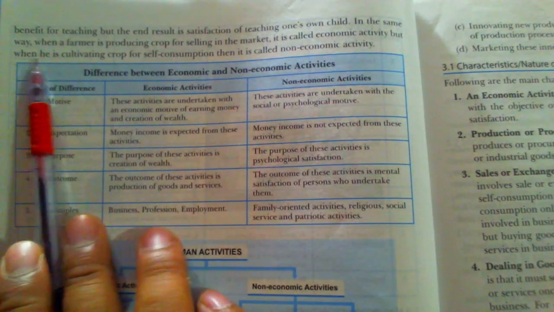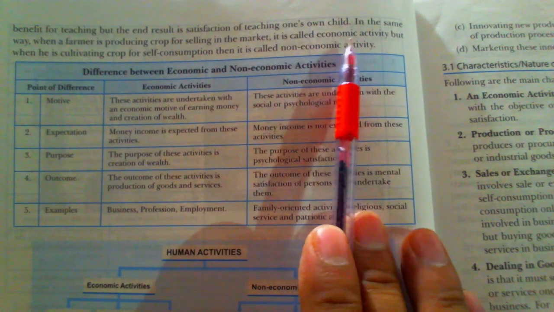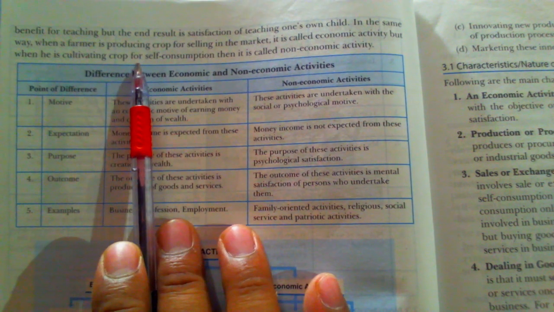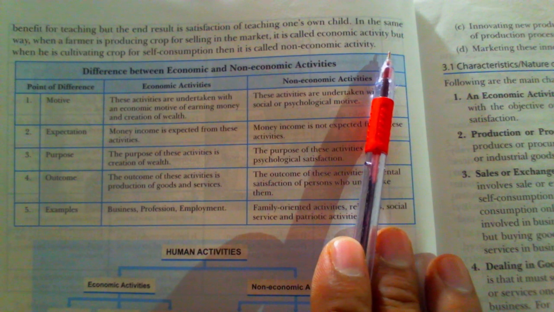In the same way, when a farmer is producing crop for selling in the market, it is called economic activity, but when he is cultivating crop for self-consumption, then it is called non-economic activity.